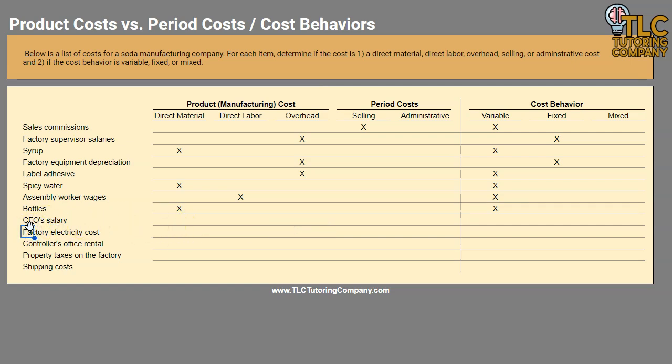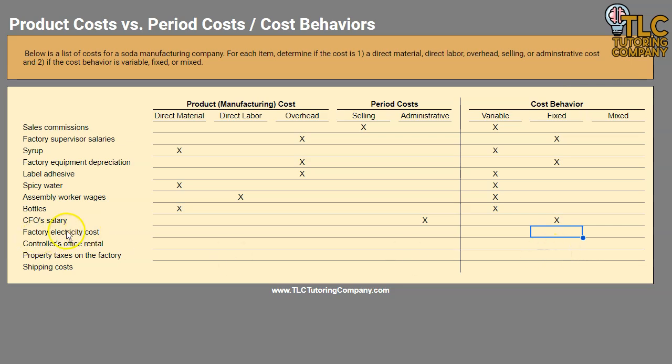What about the chief financial officer's salary? So far we've seen the factory supervisor's salary. We have seen assembly worker wages, and those were both related to factory positions. Now the CFO, they aren't in the factory. They are overseeing things, right? So the CFO's salary technically wouldn't be a product cost. It would be a period cost. And it's not a selling, it's administrative. And again, that is a salary so that would be fixed.